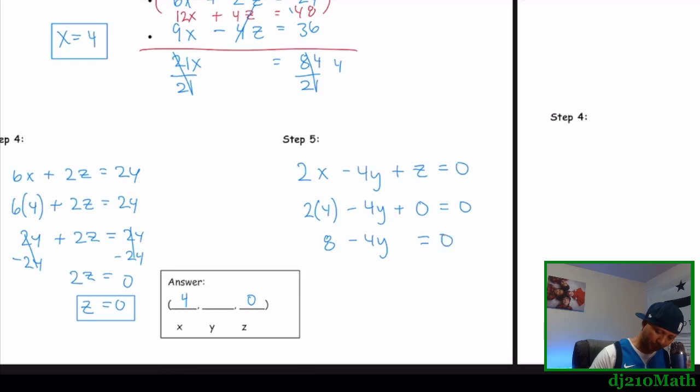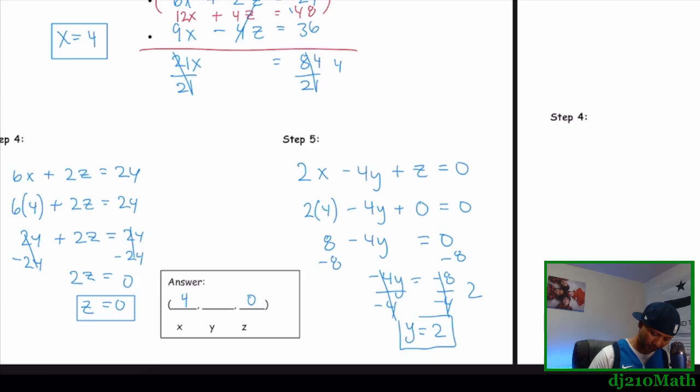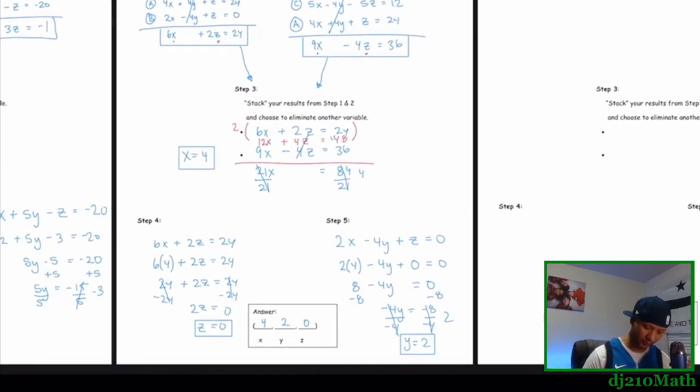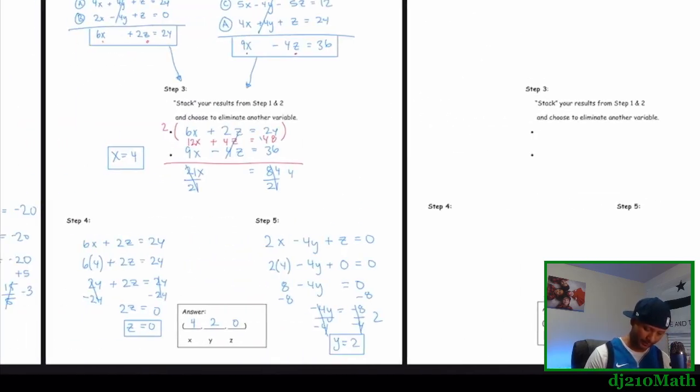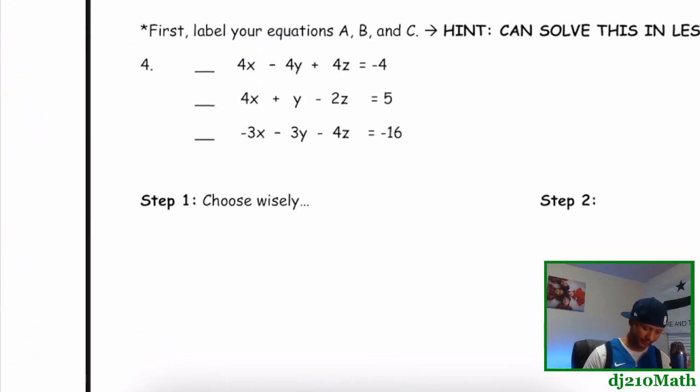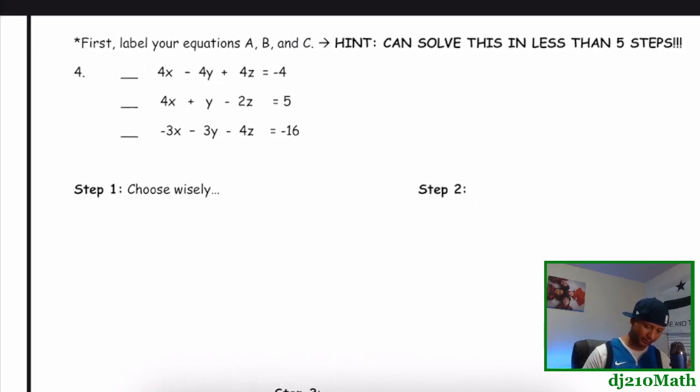This is nice. 2 times 4 is 8 minus 4y equals 0. Minus 8 minus 8. So negative 4y is equal to negative 8. Divide by negative 4. Oh, it's positive 2. Y is equal positive 2. So y is equal to 2. So x equals 4, y equals 2, z is equal to 0. 4, 2, 0.